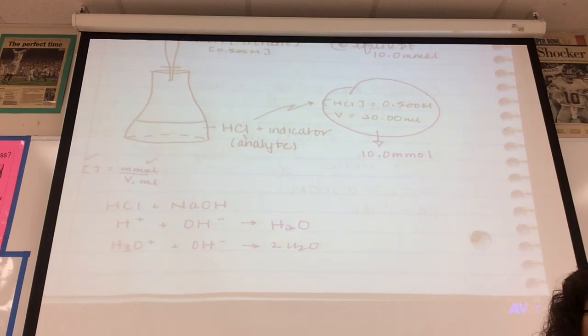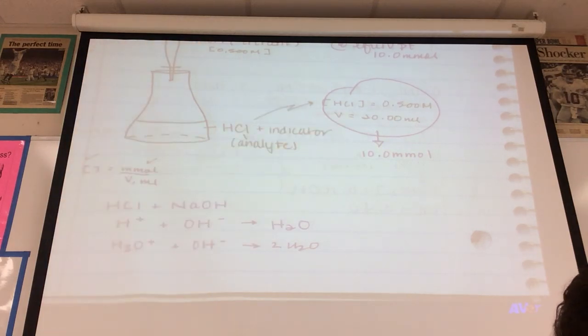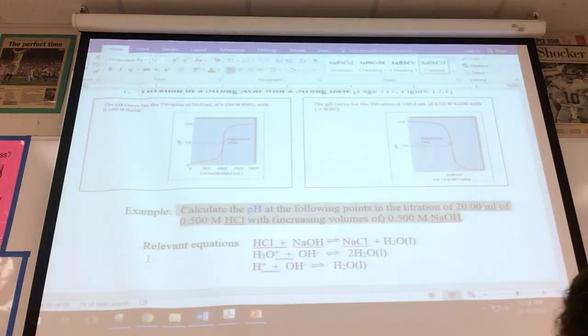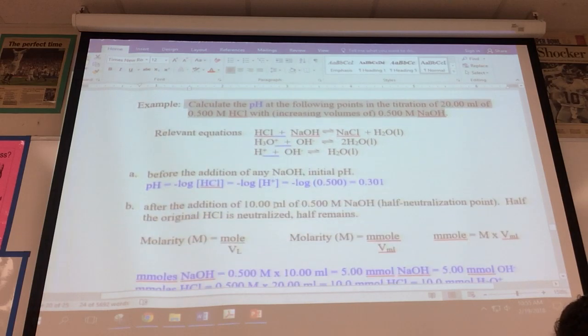All right, so we are going to add, let's say, 5 mils, 10 mils, 20 mils, 25 mils, 50 mils, whatever, of this to this, and we want to determine the pH every step of the way. This first example is all written out. I'll highlight the key points, and when we do the weak acid with the strong base, we will do every single piece of it because it's so much fun. All right, so I already showed you the relevant equation. First question, and again, refer back. Calculate the pH at the following points.